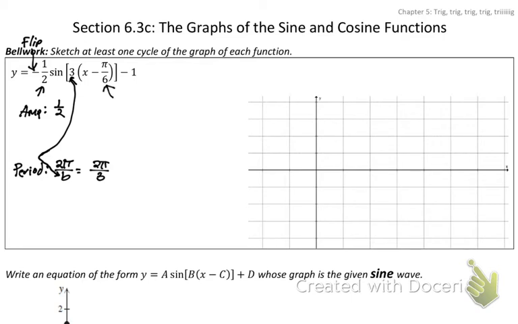So we would have 2 pi divided by 3 for the period. Negative pi over 6, left or right? Right. So it's going to go right. Negative 1, what's that going to do? Down.